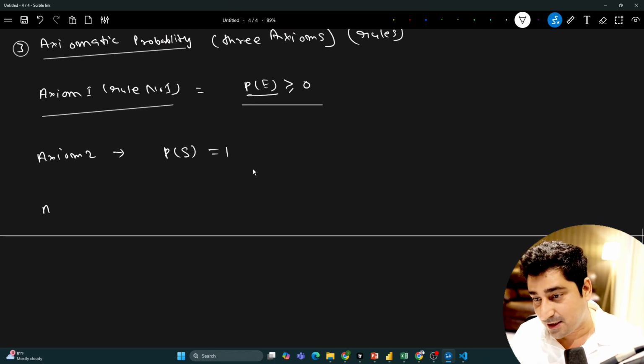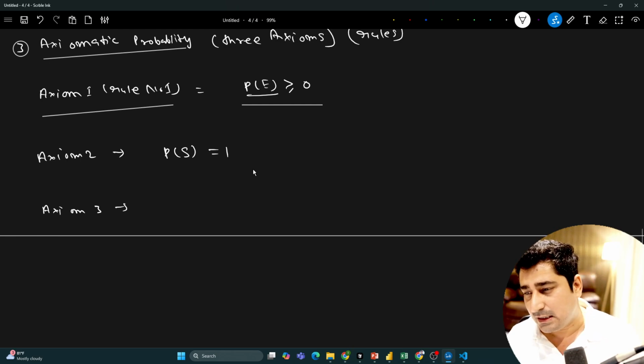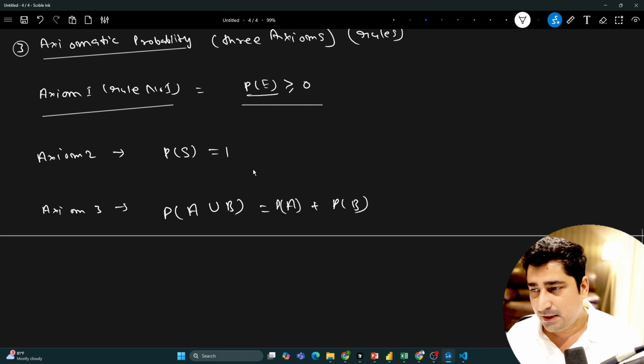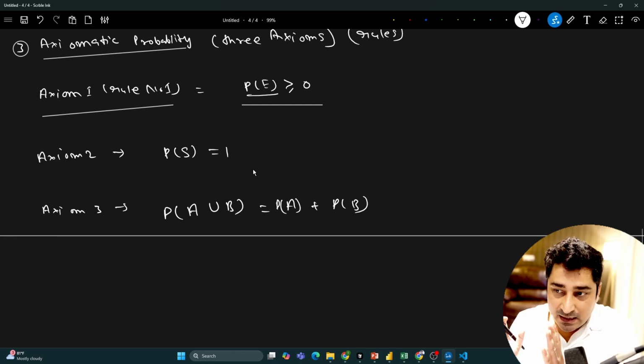Now coming to the third part, which is axiom 3, he has given a formula: P(A union B) is equal to P(A) plus P(B). Now what is the meaning of this particular formula? Basically this formula is used as the additive formula for disjoint events, or mutually exclusive events. So let's suppose I have two events, event A and event B.